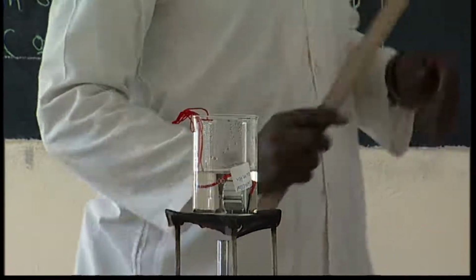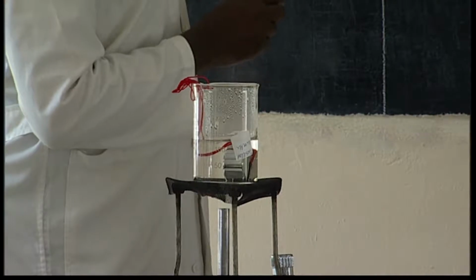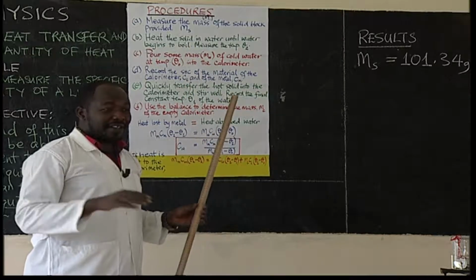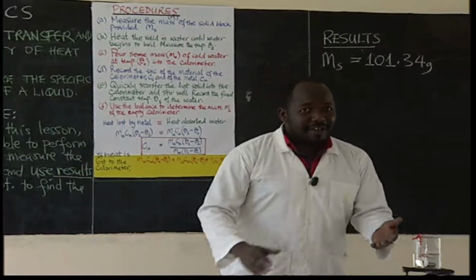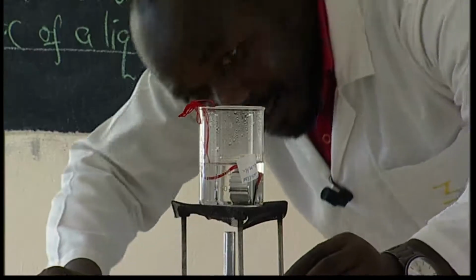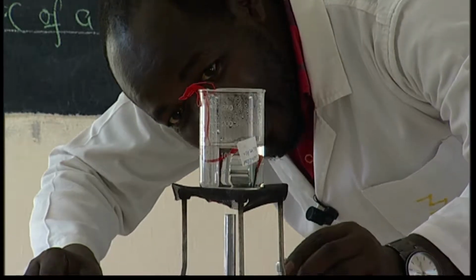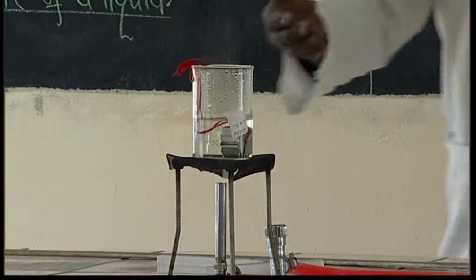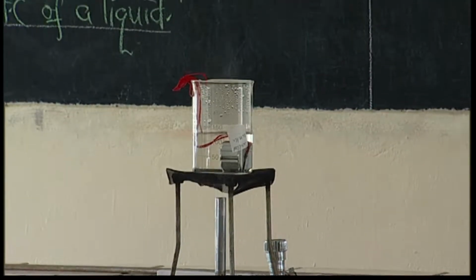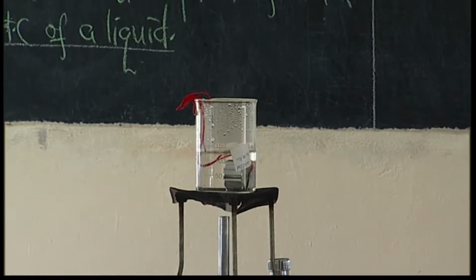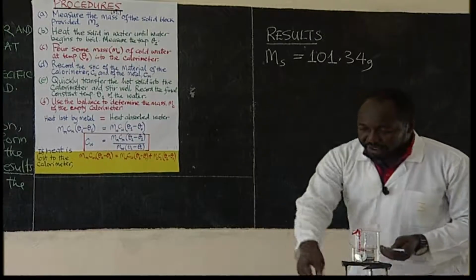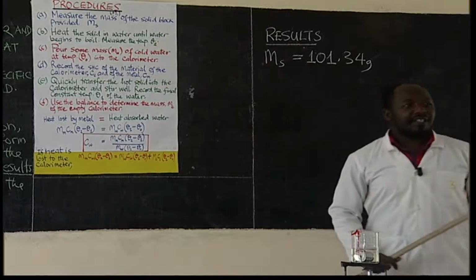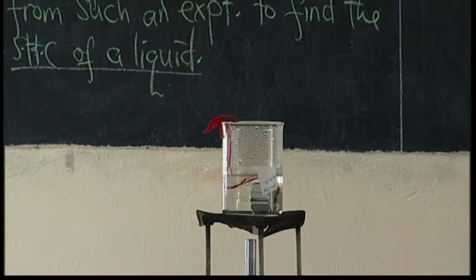Let's move ahead. The next procedure, heat the solid in the water until water begins to do what? To boil. Okay. That's why we were very clever. We started boiling before so that we don't waste a lot of time. And so our water is practically boiling. The most important thing they are saying there is we should measure the temperature theta 2.